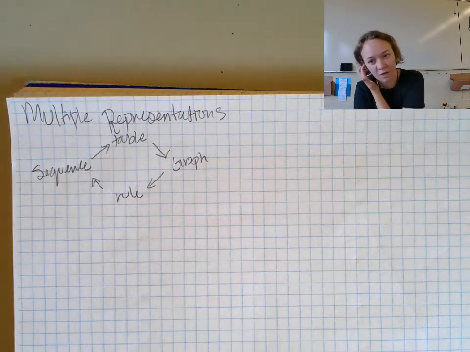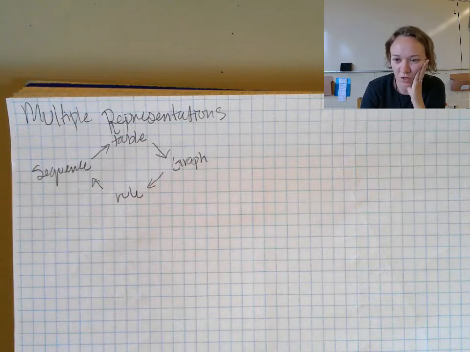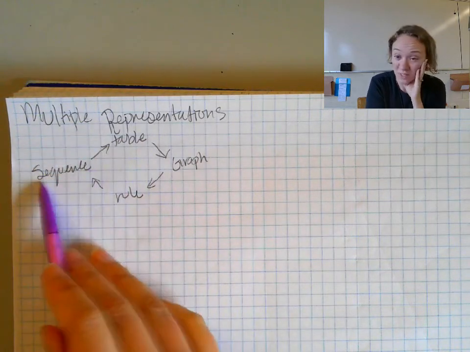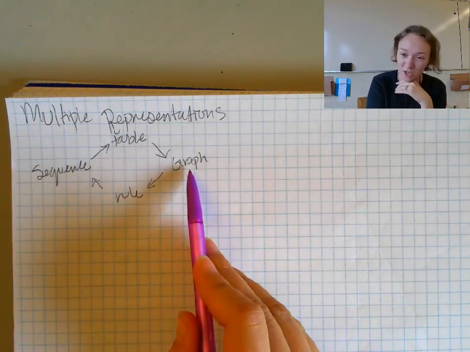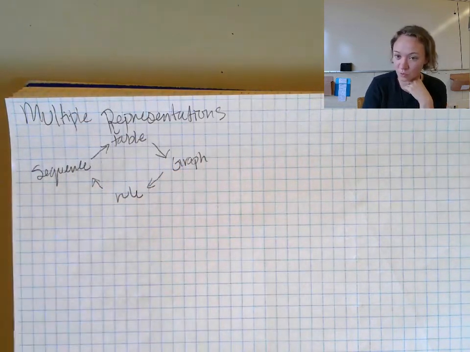All right, so we can talk about multiple representations of sequences just like how we do for other types of functions. So we have the sequence, that's literally the list of numbers. We have a table. I'm going to show you how to do that next. You can turn that into a graph, and then we can make rules for them, which will be next.